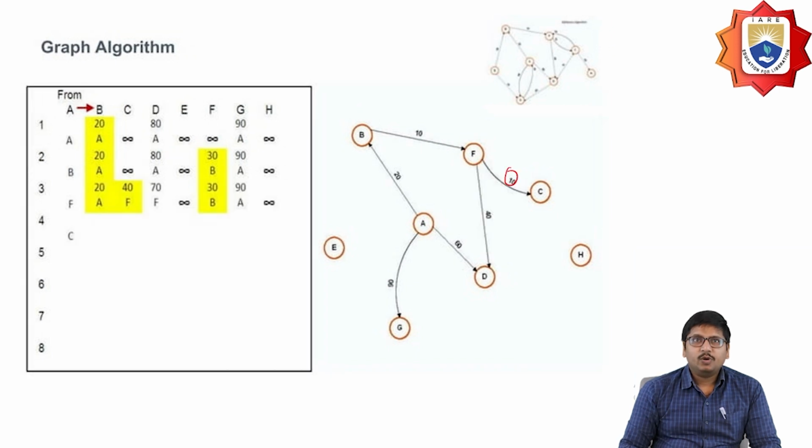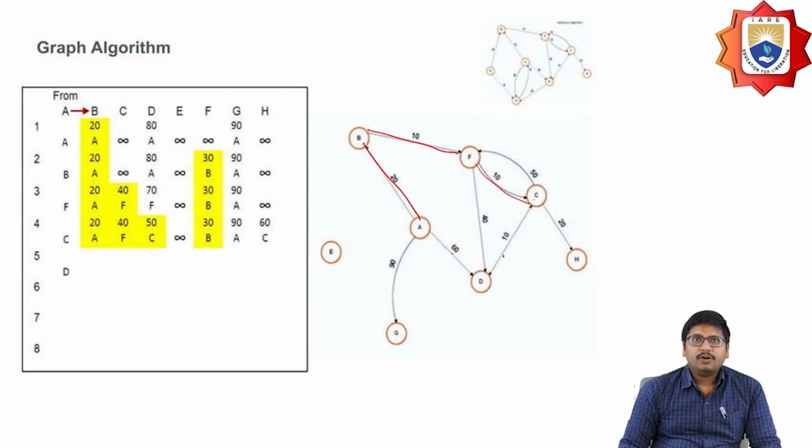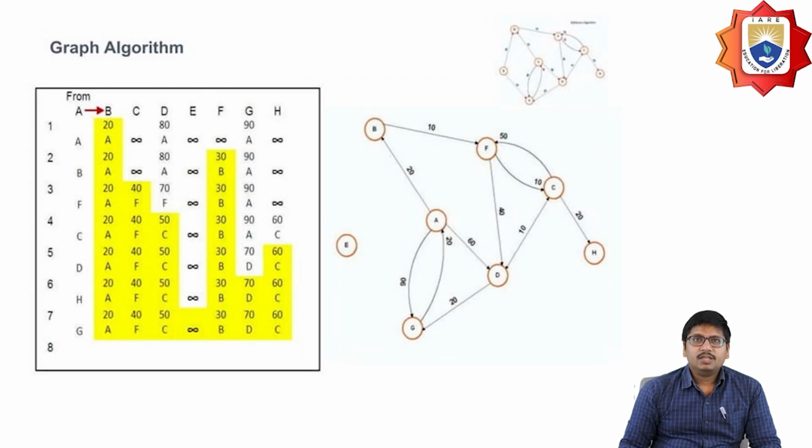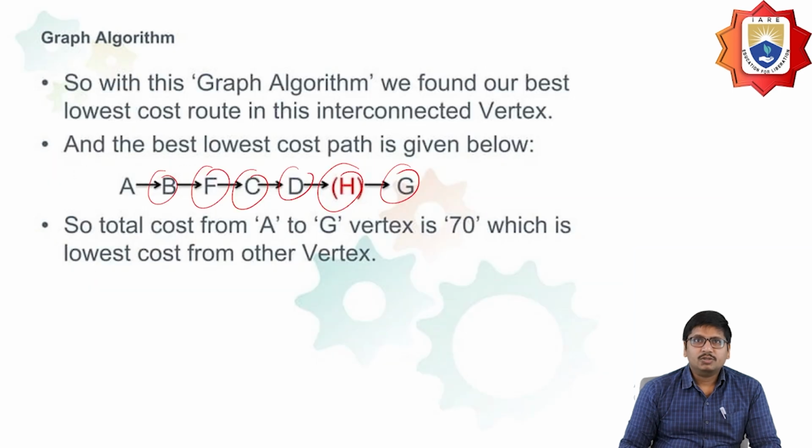Similarly, I'm going to find from F. From F to B it should be 20. And similarly, I want to find from C, D, H, and then G. So these are the ways we have to find the shortest path, and this should be the result that is going to be obtained.